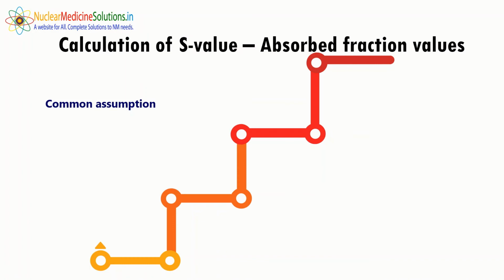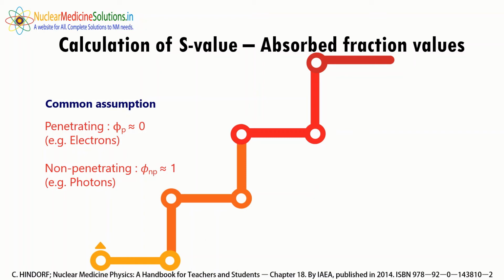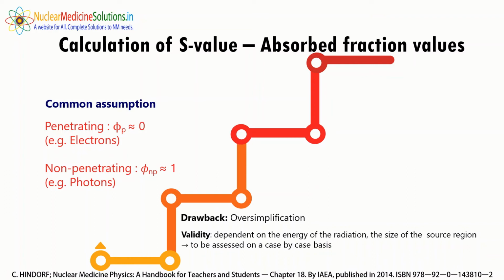So let's see what absorption values have been taken for calculation of S values. The common assumptions taken for penetrating radiation, for example electrons, is that phi is taken as 0, and for non-penetrating radiation, for example photons, phi is taken as 1. The drawback of this system is that it is oversimplified, and its validity depends upon the energy of radiation and the size of the source organ, which is to be assessed on a case-to-case basis.